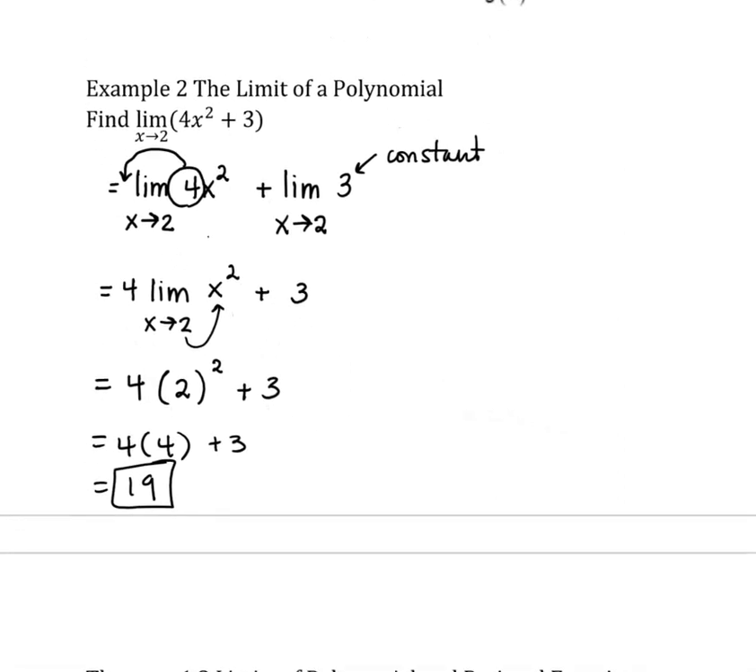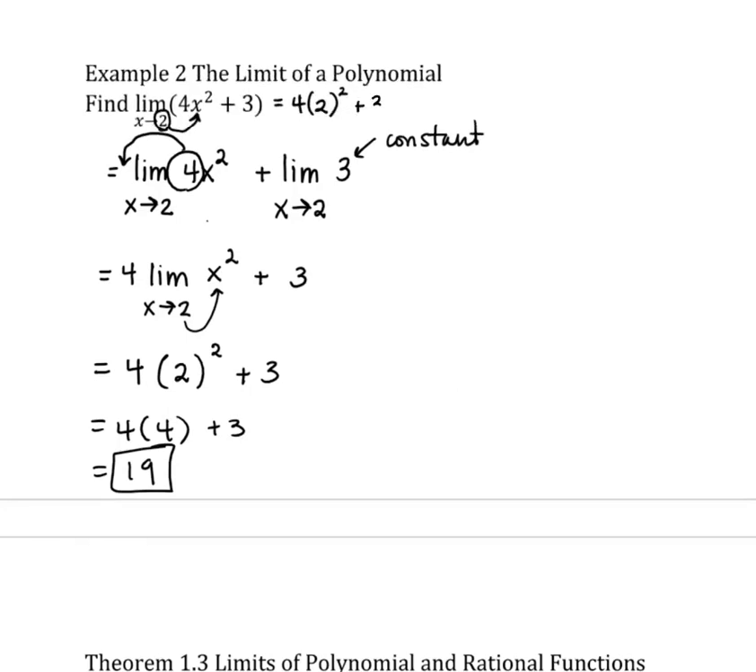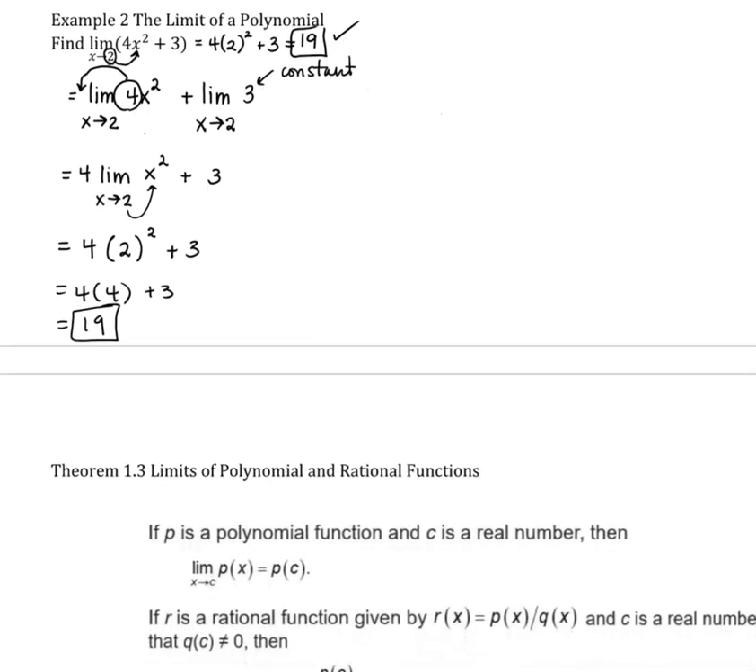You don't necessarily need to show all of these steps when we are evaluating this limit. I broke it down so that you can see these properties being applied, but the reality of the situation is this limit was evaluated with direct substitution. All I did was took this 2 and plugged it in to where x is. We had 4 times 2 squared plus 3, that gives us 19. If direct substitution doesn't give you any issues, that is the most straightforward way to evaluate your limit analytically.